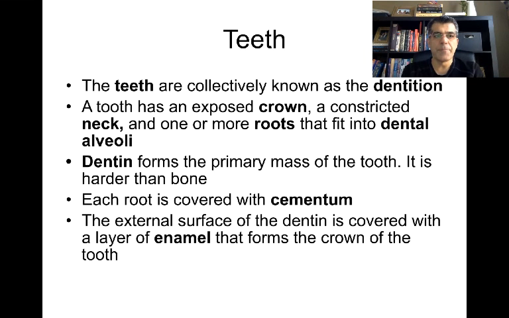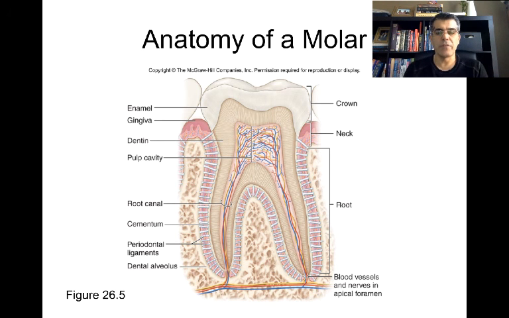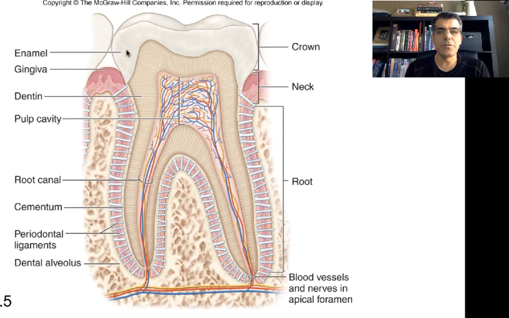That brings us to the discussion of the teeth. Let's take a look at the anatomy of a tooth. The part of the tooth that is exposed is called crown, and the part of the tooth that is inside the alveolar socket is called root. Between root and crown we have the neck area.